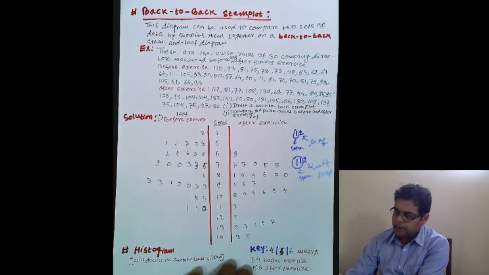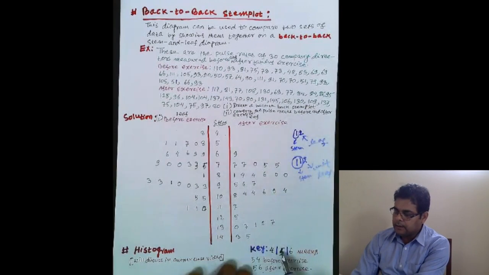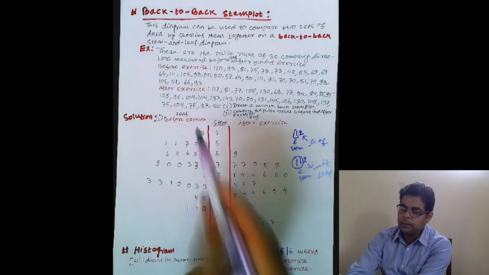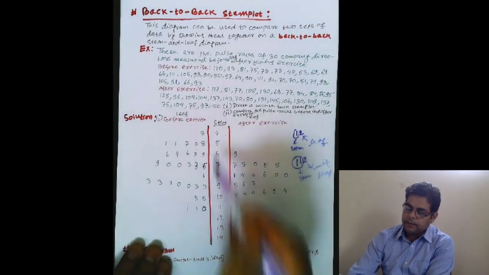So here is how we define this key: 4, 5, 6, with 5 in the middle. So 5, 6 means this is 56, and that is used for the after exercise part. And then 5, 4 from middle to left is 54, and it has been used for the before exercise pulse rates. Now we have to develop the numbers in the stem first.